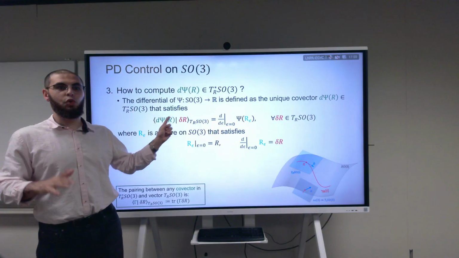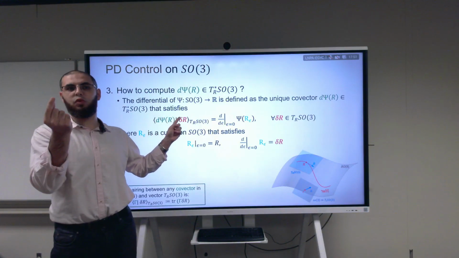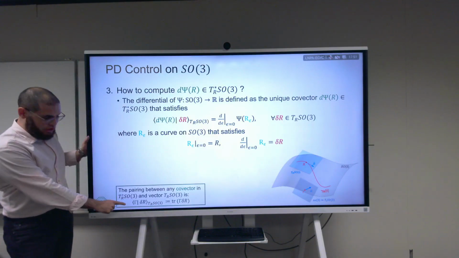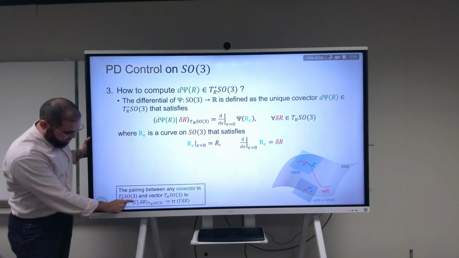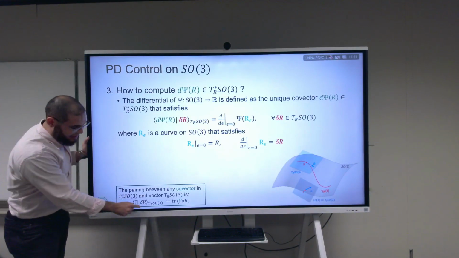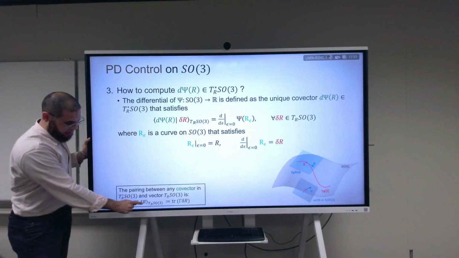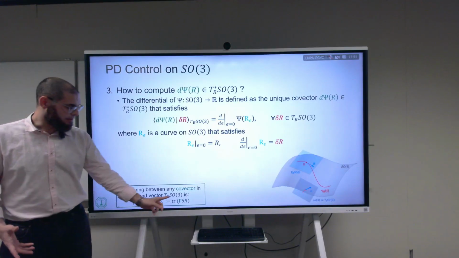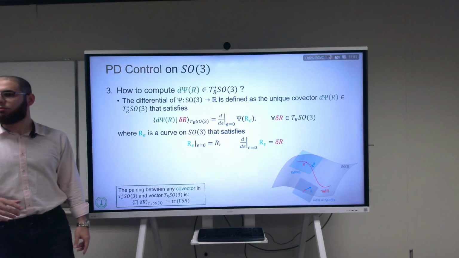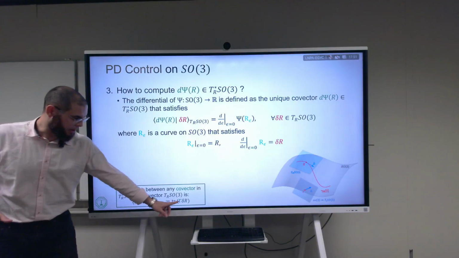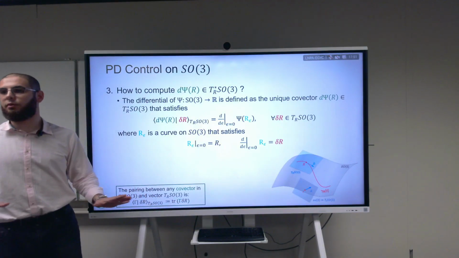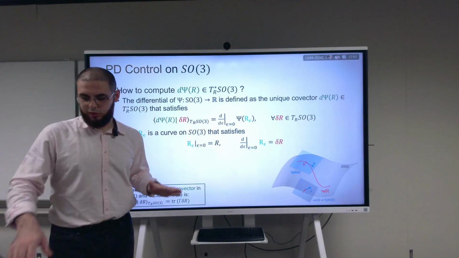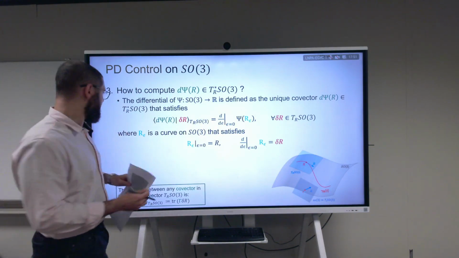How can I take these two 3 by 3 matrices and convert them into one number? The trace. So you see here the general definition of the pairing between a covector gamma and any delta R, any covector and a vector on this tangent space, T_R SO3, is simply given mathematically by the trace of the two matrices multiplied together. So this is a 3 by 3 matrix, that is a 3 by 3 matrix, take the trace, you get one real number, full stop. So now we know the left-hand side. Now how do we do the right-hand side? We have to do it on the board because it's better to do it step by step.